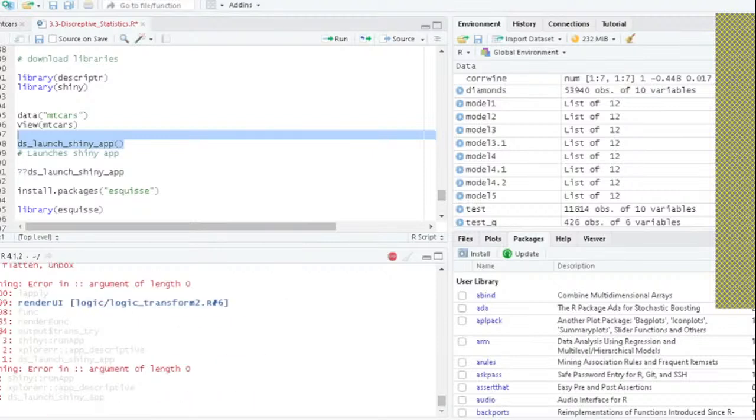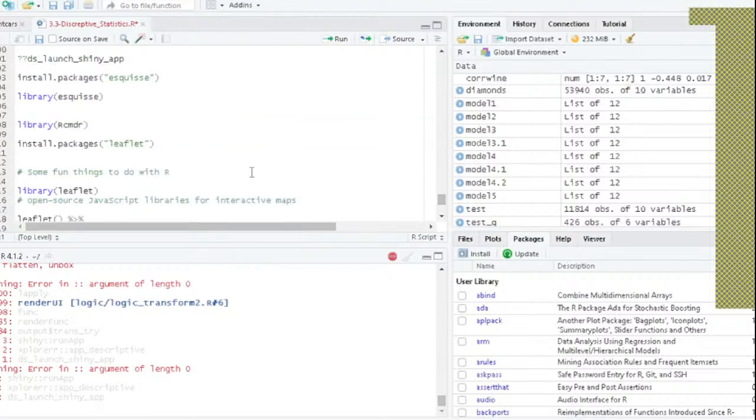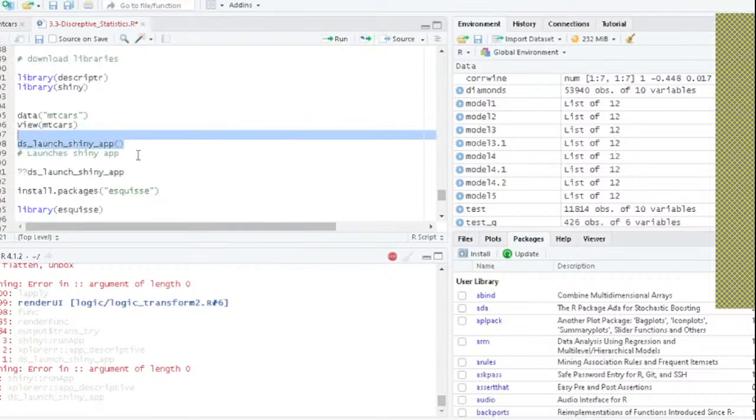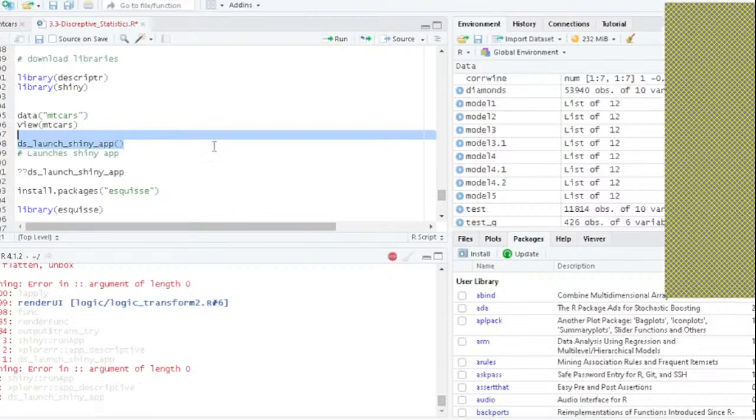There is some error. It's not picking up data. Otherwise, both these apps are code free. You don't have to write the code at all. I'm just selecting them, and I've put the data also, but it's giving me some error.